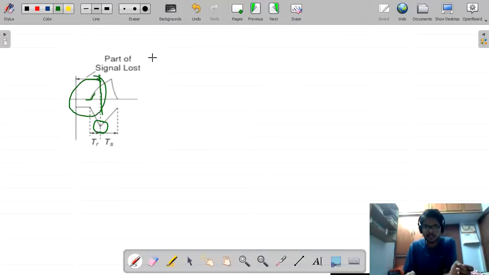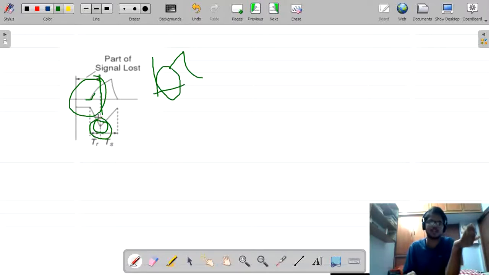Okay, then what is the displayed signal on the CRO? Only this part of the signal is displayed. Okay, this part of the signal is completely lost. Why has it been lost? It has been lost because the sweep generator has not started.